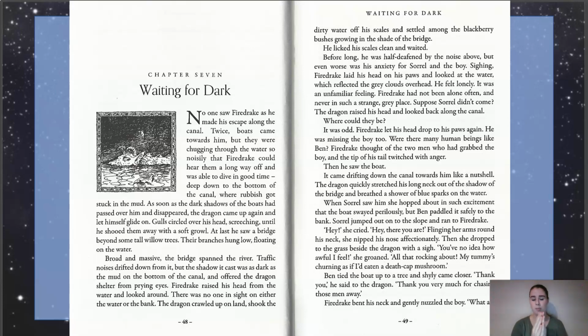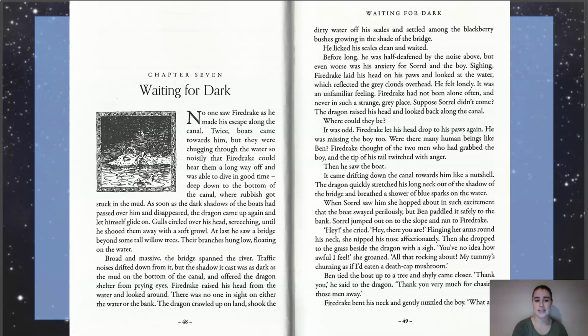So we've got up until the point where they've managed to escape the warehouse and they've split off. Okay, so Firedrake's obviously gone off and done his own thing. And Sorrel and Ben have obviously gone off as well, and they meet up together. So this is now the next part before they start their journey. Okay, so chapter 7, Waiting for Dark.